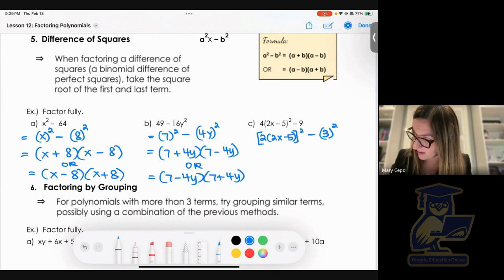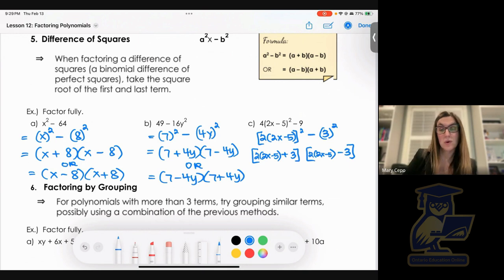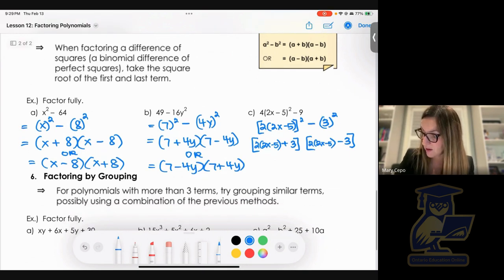So with that in mind, you still set up the two brackets. In the first bracket, we'd have 2x minus 5 as the first expression, 3 as the second, and the difference between them is their sign. Now, we always say we have to simplify fully. So with each of these brackets, we would expand, using the distributive property to get rid of those brackets.